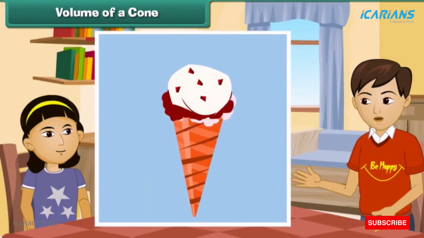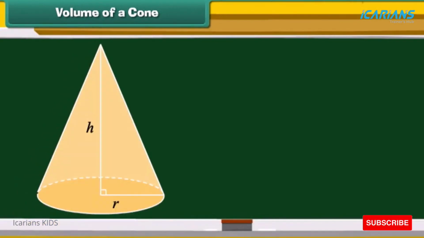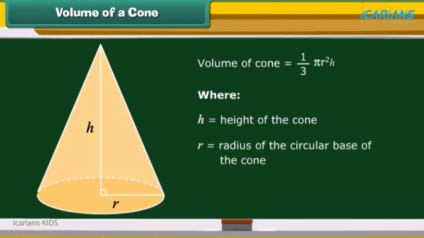Wow, yummy ice cream! Have you ever wondered how much ice cream it would take to fill up a cone? Have a close look at its cone. It has a round base which narrows to a point. Are you interested in measuring its volume? The volume of a cone is simply given by 1/3 pi r squared h, where h is the height of the cone and r is the radius of the circular base of the cone.